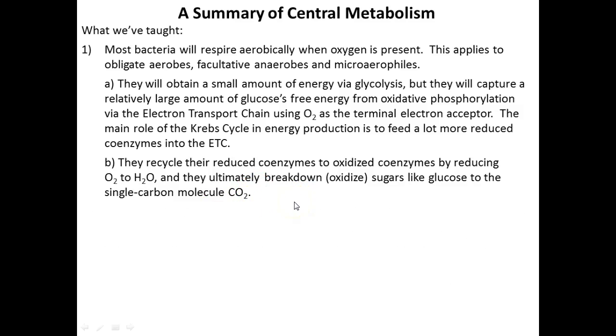One thing at a time. They recycle their reduced coenzymes, those electron carriers, NADH and FADH2 that we talked about before. They pick up the electrons and then they carry them to the electron transport chain, and then the final acceptor is oxygen, which forms water. The carbon components of the glucose, that sugar, are given off in the form of carbon dioxide.